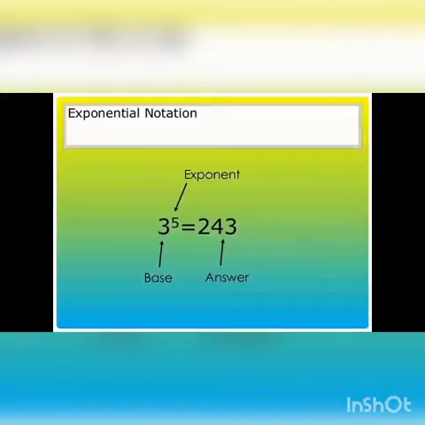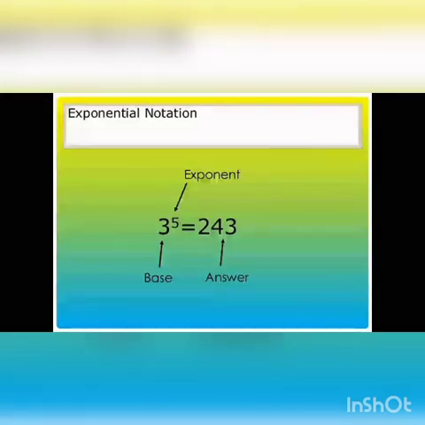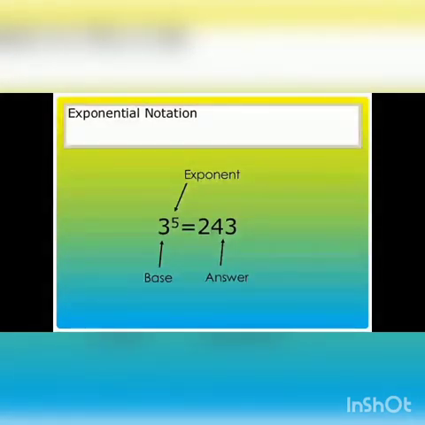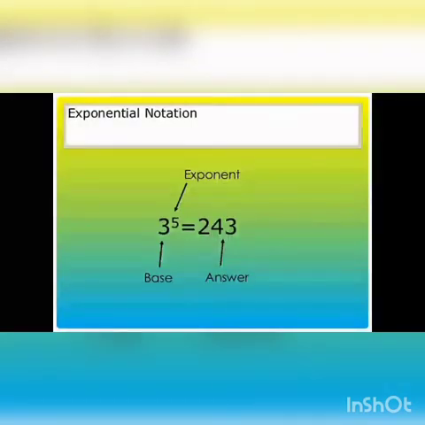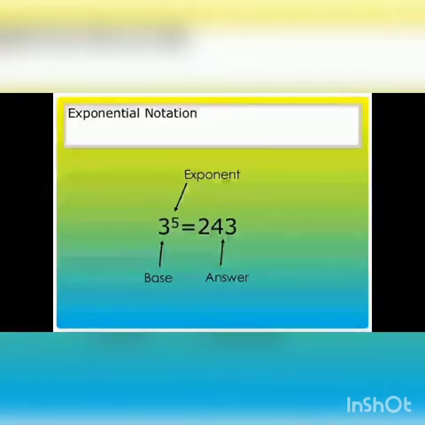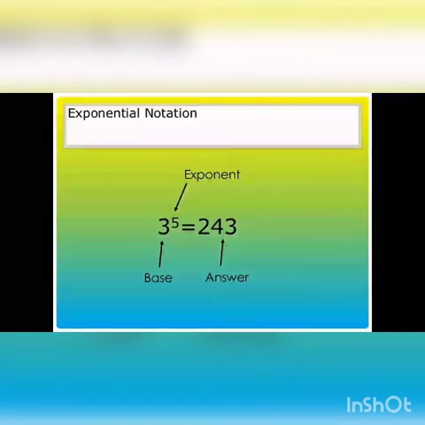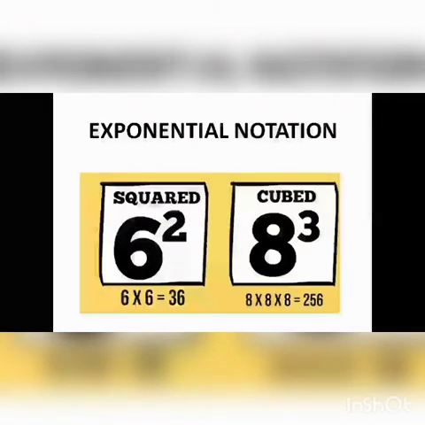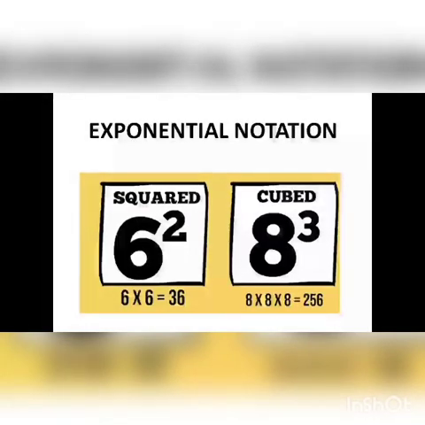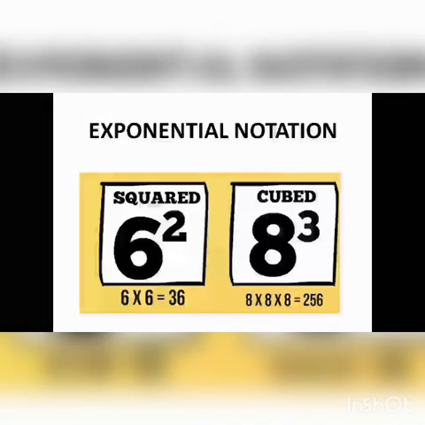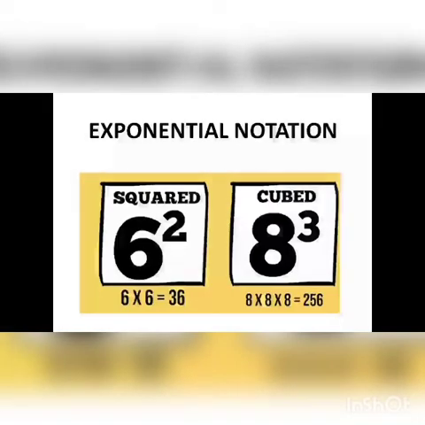Now, let's see one example of exponential notation. 3 is the base and 5 is an exponent. So, when we multiply 3 five times, we get the answer 243. So, this is an exponential notation. Exponential notation is also called square as well as cube when the power is 2 or 3. We can also say 6 raised to the power 2 or 6 squared, 8 raised to the power 3 or 8 cubed.